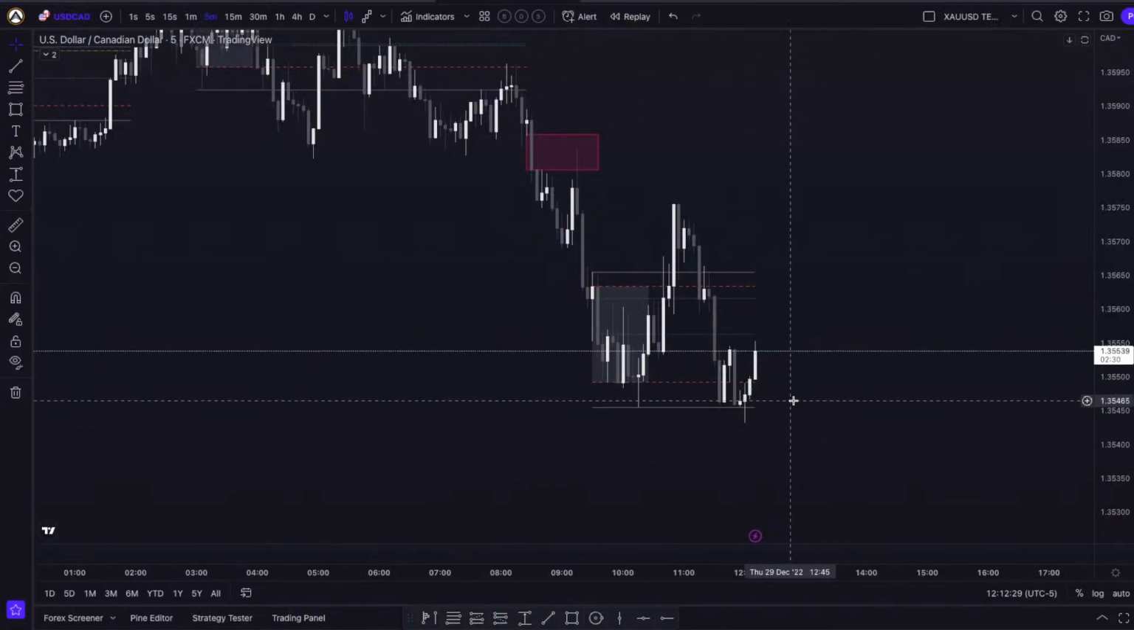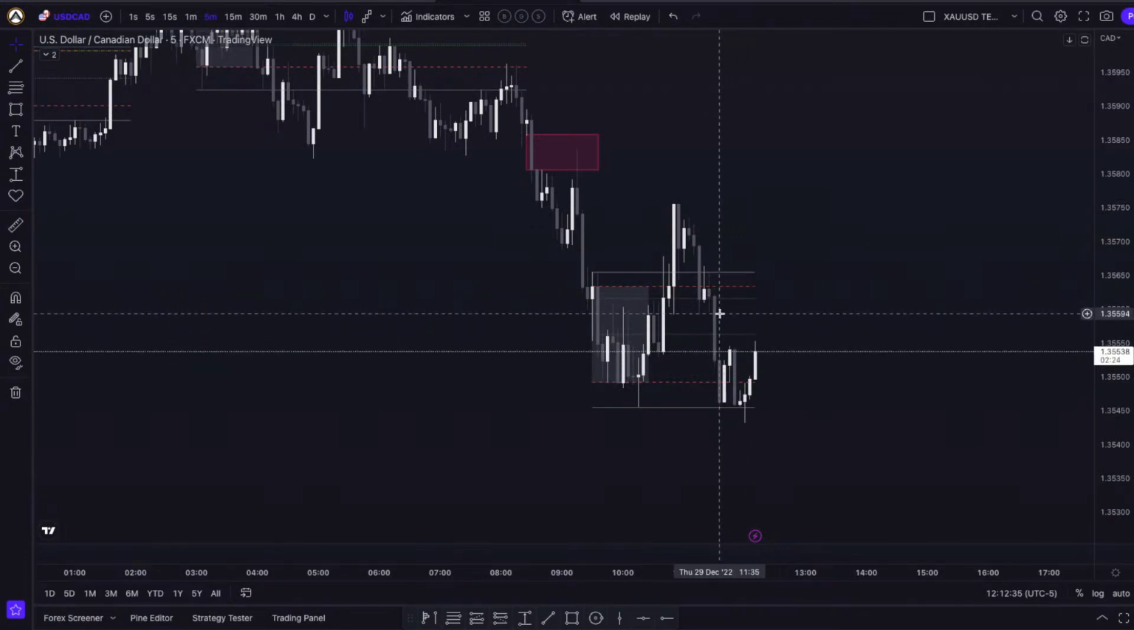All right, USD CAD bouncing very nice. We will see. We have this massive bearish fair value gap right here.